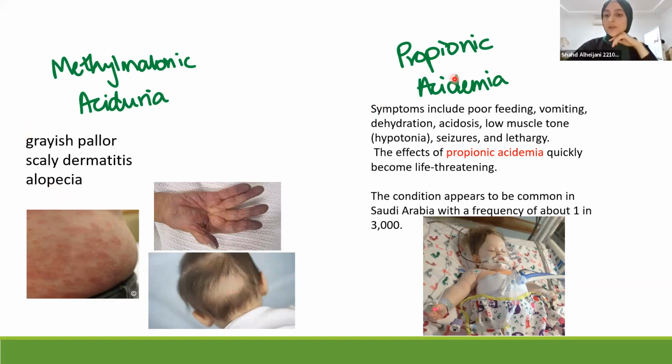Propionic acidemia, on the other hand, first remember it's common in Saudi Arabia. And this baby here, I don't think you can tell, but she suffers from propionic acidemia. Now, what are the symptoms of propionic acidemia? You have poor feeding, vomiting, dehydration, acidosis, hypotonia, seizures, and lethargy. So the symptoms are not really specific, but other things in the question would guide you, like the enzyme mentioned or the cofactor and so on. The effects of propionic acidemia quickly become life-threatening. So I think that's it for those defects.